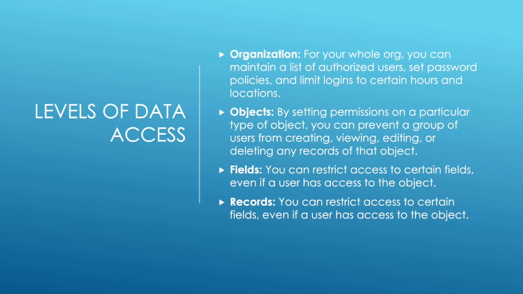So, levels of data access. There's organization, object level, field level, and record level. Organization: for your whole organization, you can maintain a list of authorized users, set password policies, and limit logins to certain hours and locations. Objects: by setting permission on a particular type of object, you can prevent a group of users from creating, viewing, editing, or deleting any records of that object.